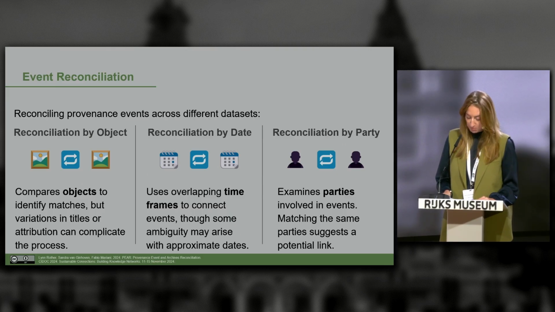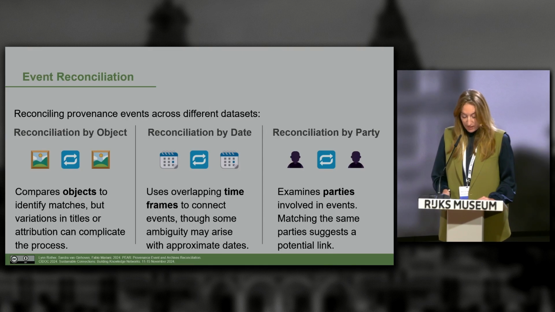And reconciliation by party examines the individuals involved in each event. So if the person transferring the object and the one receiving it are the same across both events, it indicates potential links. We leverage unique identifiers and use Getty ULAN to help eliminate ambiguities. And we're working with SPARQL queries that combine these two source datasets, and by combining these three approaches, we can supervise and hopefully reconcile events across datasets.